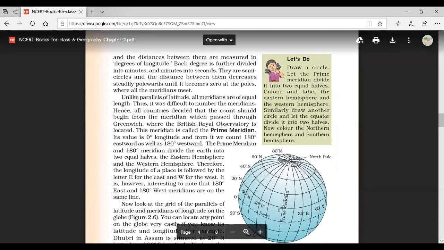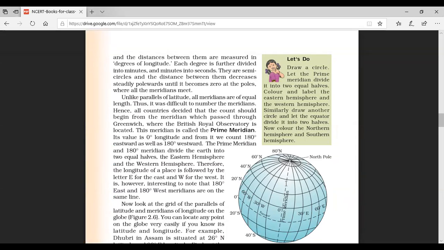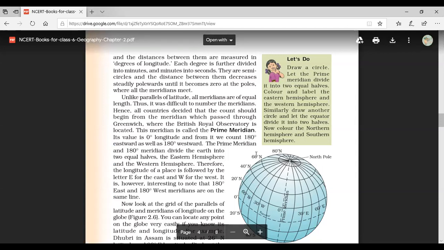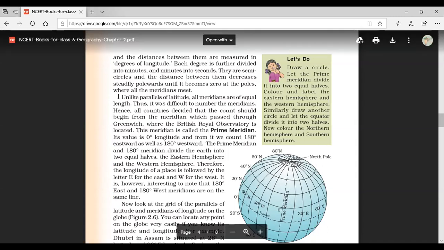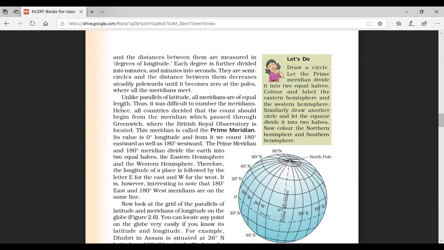If you see about the longitudes, they're all equal, while the latitudes are not so equal. They differ. This is the reason why India's east-west side is much smaller than the north-south. Why? Because as you move away from the equator and you go towards the pole, the distances between the latitudes decrease, and it becomes smaller and smaller. Then, unlike the parallels of latitude, all meridians are of equal length. Thus, it was difficult to number the meridians.